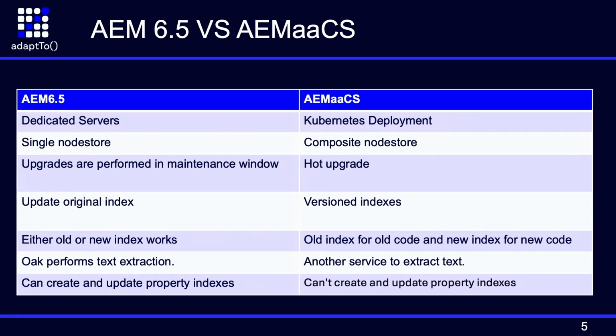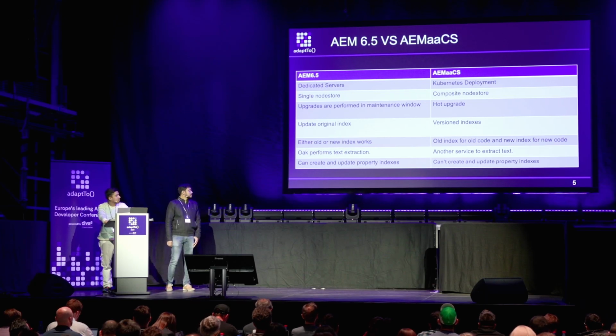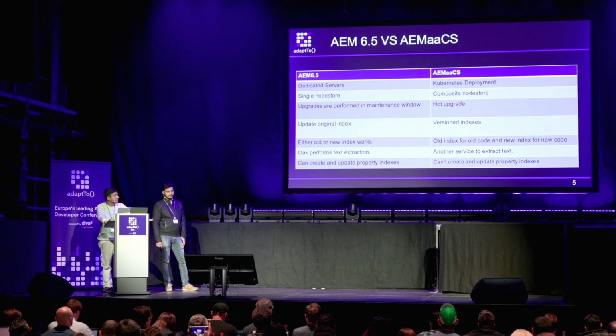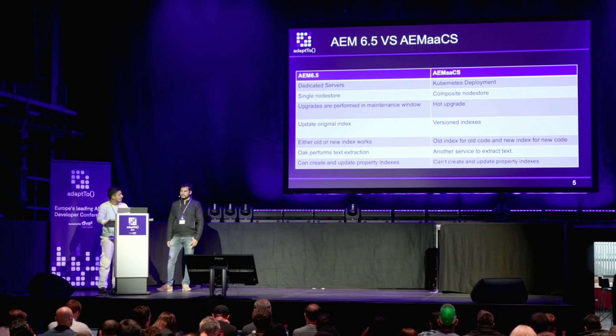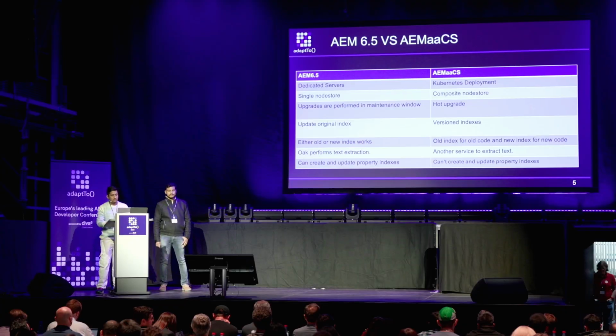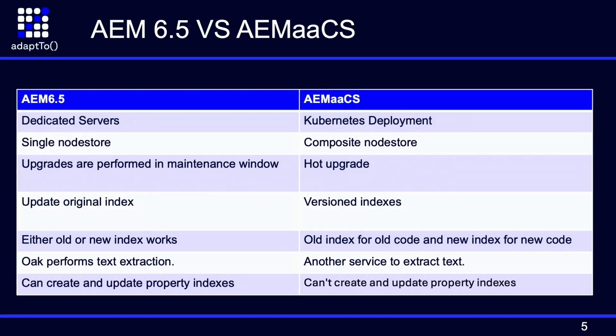For, let's say, the author on the cloud service, we have a read-write node store that is on MongoMK, and a read-only node store that is on SegmentMK. Talking specifically about upgrades, on 6.5, the upgrades are performed in a maintenance window and you require downtime. But on cloud service, we have a hot upgrade. It's basically your blue-green deployments to ensure that the service is never down.